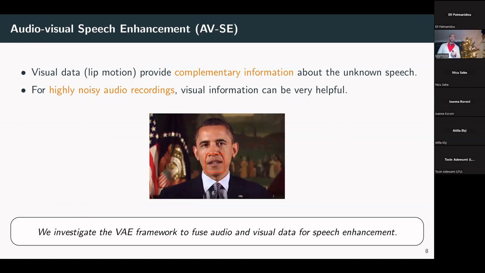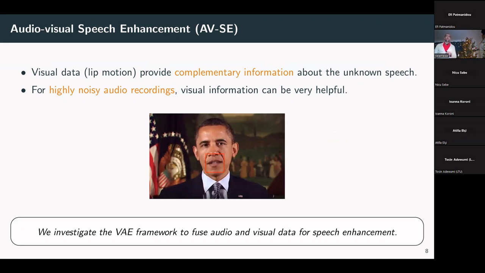All right, so how to include visual information in this pipeline? As you probably imagine, this hopefully becomes very intuitive: visual data, and in particular motion, can provide complementary information about the unknown speech. So in cases where there is some acoustic noise, having an image of the lip region can provide additional clues to actually remove the noise and enhance the speech signal with the right phonemes, or at least the phonemes that can correspond to what you observe in those images, right?